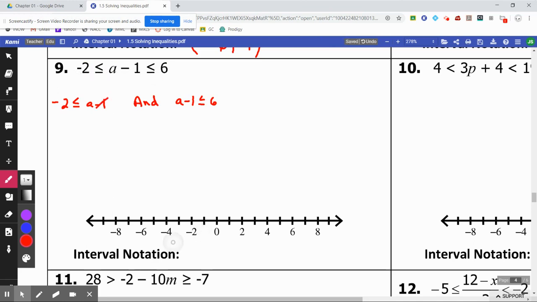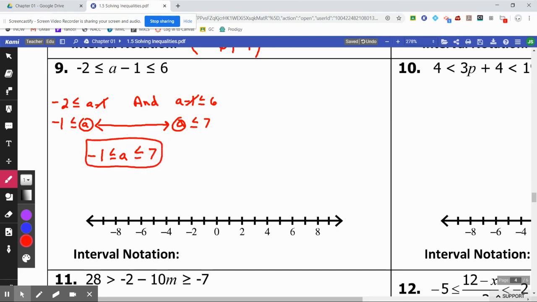To get rid of -1, we're going to add 1. To get rid of -1, we're going to add 1. Since it's an and statement, you can push it back together in that condensed form, and you have -1 is less than or equal to a, and that same a is less than or equal to 7. So there's the condensed form of it. It's really easy to graph when it's in condensed form. Here's -1, and here's 7. A is the stuff in the middle.